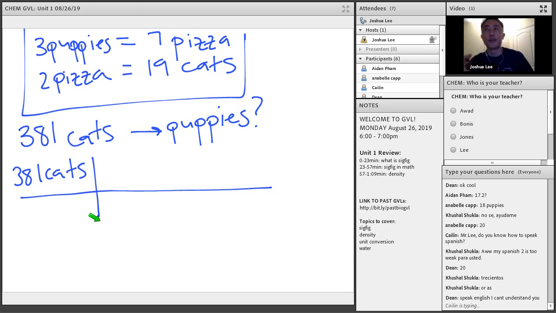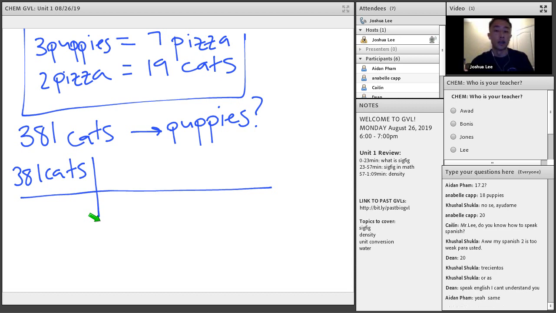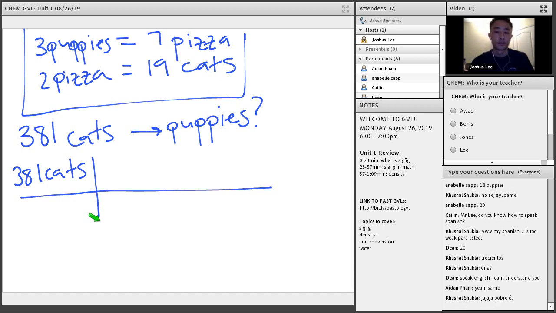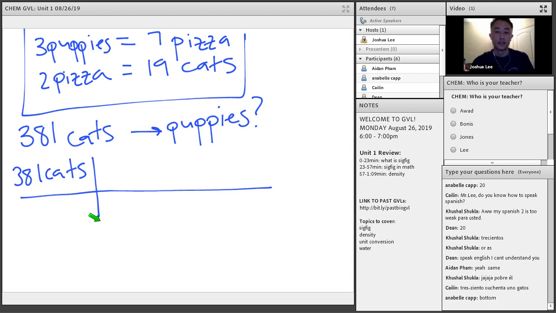So if I want to get rid of the cats as a unit, am I going to put them on top or bottom if cats are already on top? Bottom. Thanks, Annabelle. So we're going to throw cats on the bottom. We can't go straight from cats to puppies. We only know from cats to pizza. So, all right, let's go to pizza.